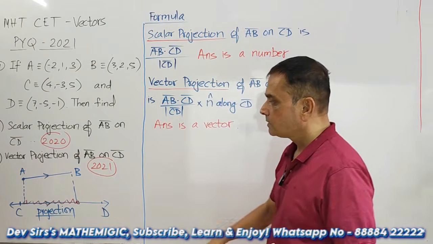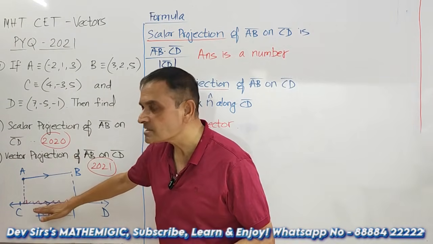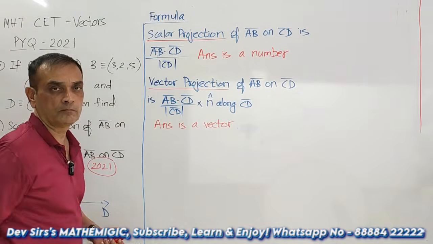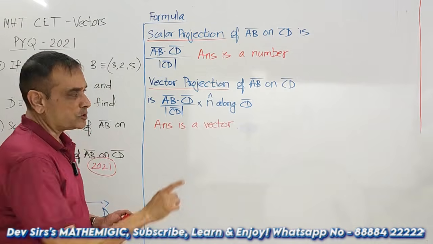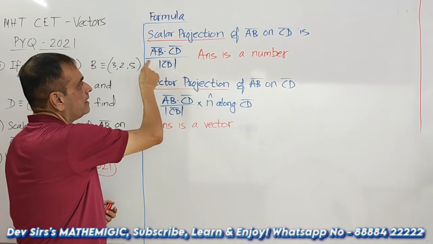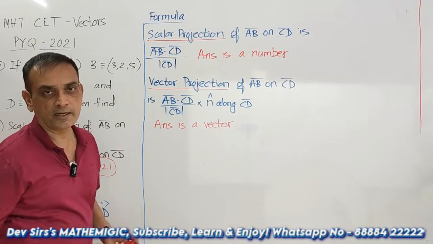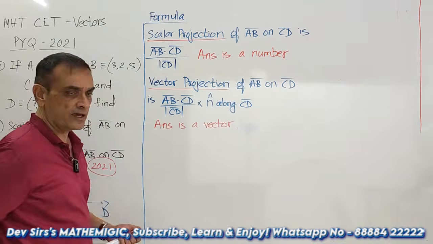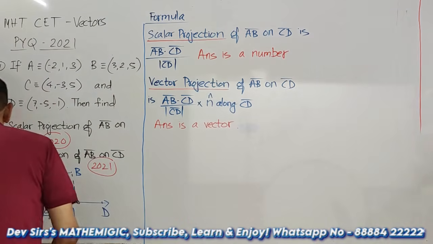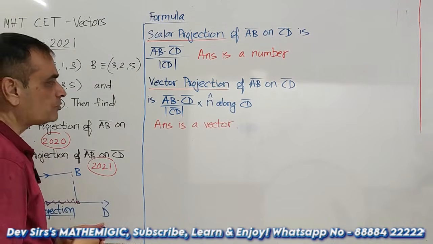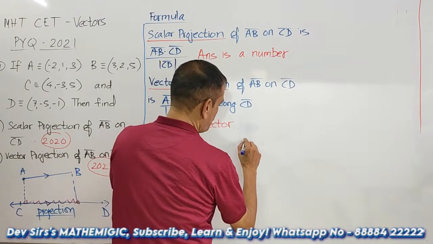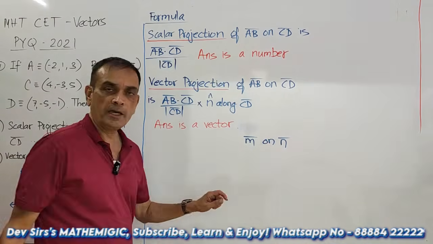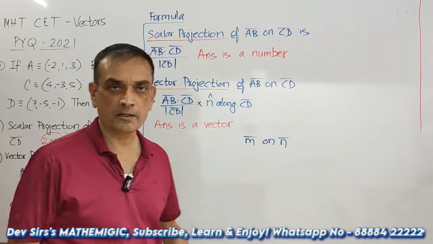How do you remember? Projection of AB on CD means upon CD means upon denominator. Again I'll repeat. Projection of AB on CD means upon CD, magnitude of CD. So the formula is AB dot CD upon magnitude of CD. Simple बात है. Supposing you have to find projection of M bar on N bar. M bar is a vector, N bar is the second vector.